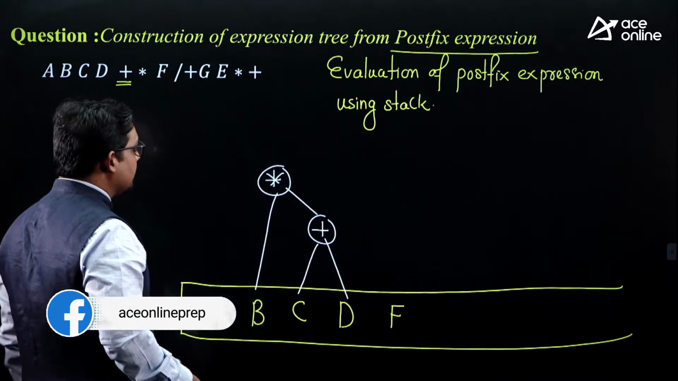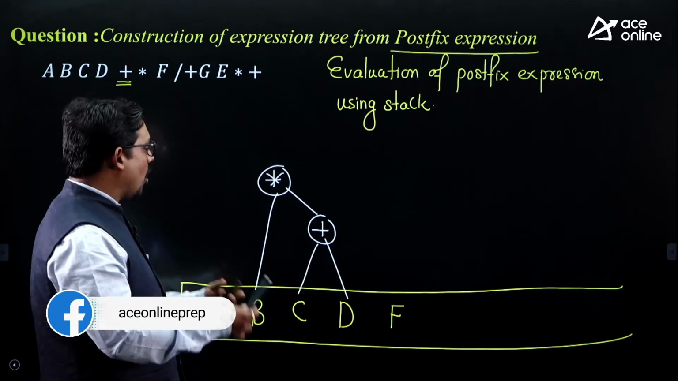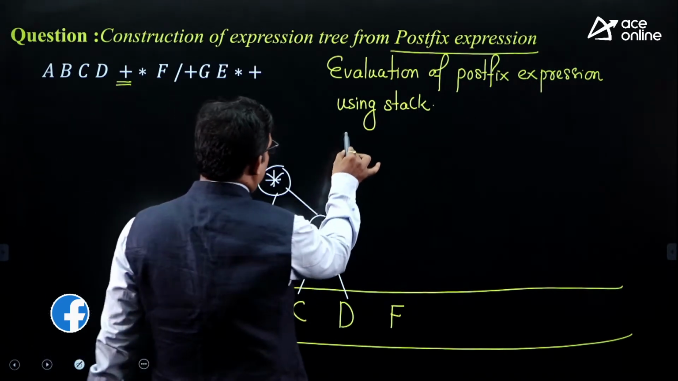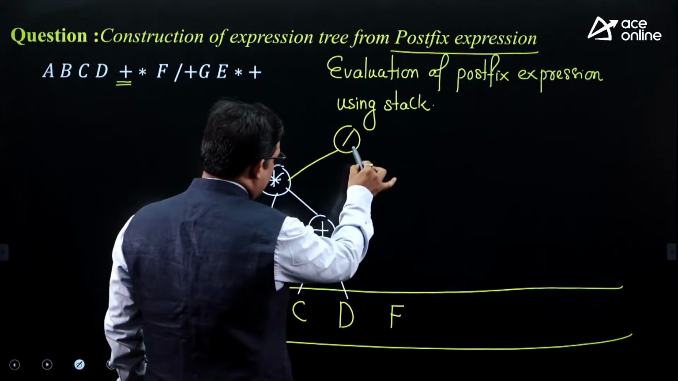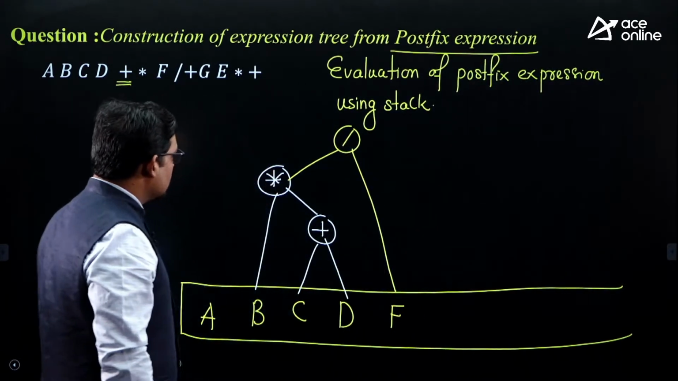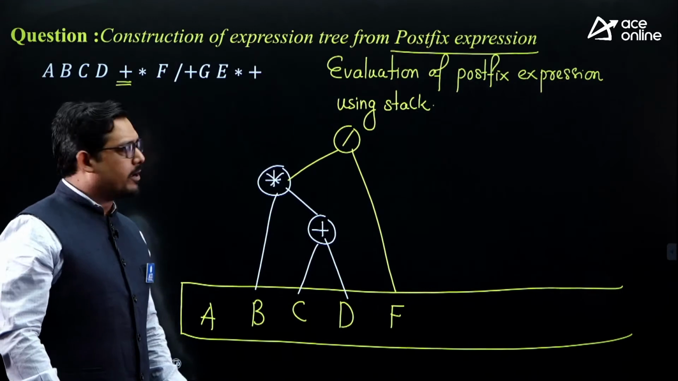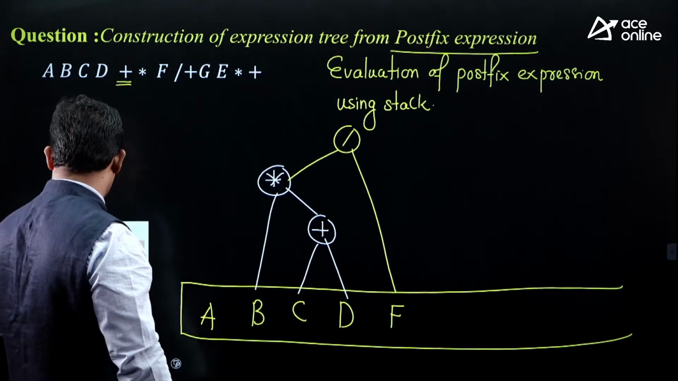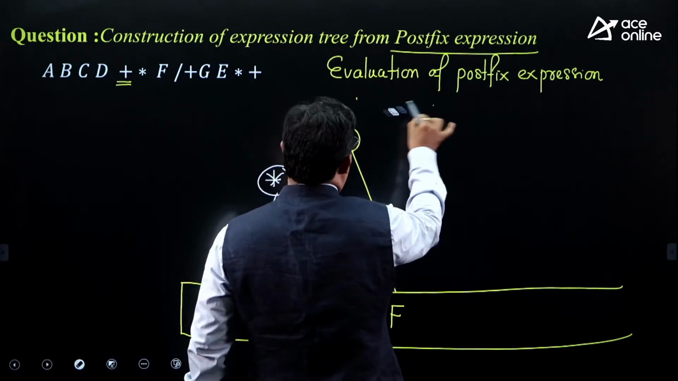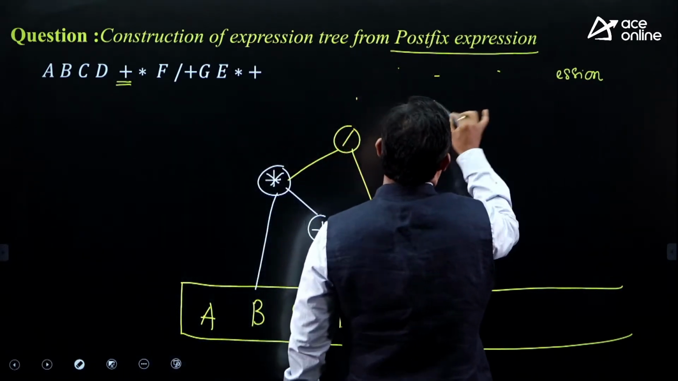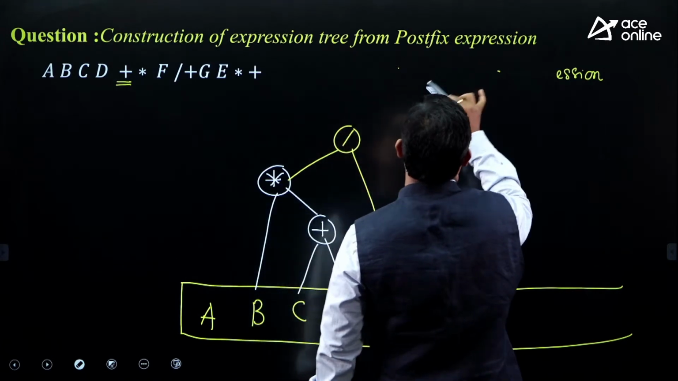Then comes division in this case. Again the same thing, you pop two operands and put it over there. So this is division, and now the top two operands are this and F. So now you see that slowly the tree construction is in progress. For better understanding, I'll just erase this statement from here, which is equivalent to your postfix expression evaluation.